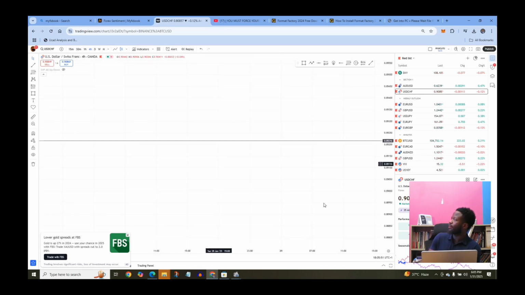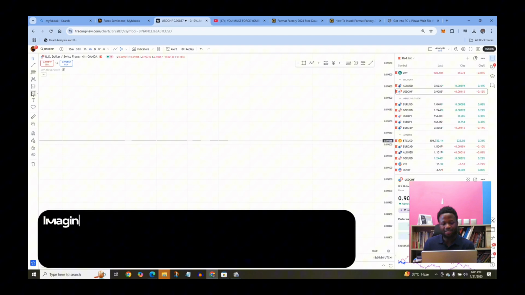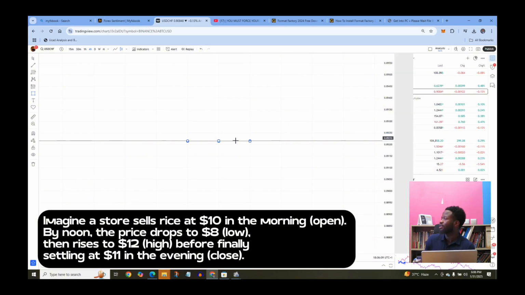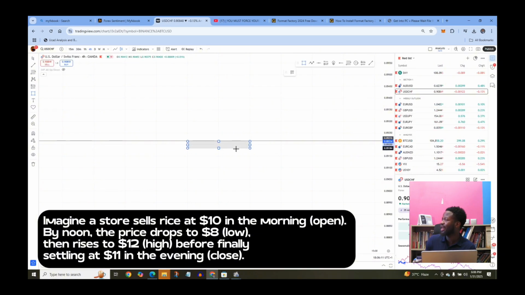So imagine this line is 10, right? Imagine a store sells rice at $10 in the morning, and then it opens. Let's take that as the open. Then by noon the price dropped to 8. 8 is lower than 10, so it went like this, right? When it was going down, what's the color of a candle going down? Red, right?